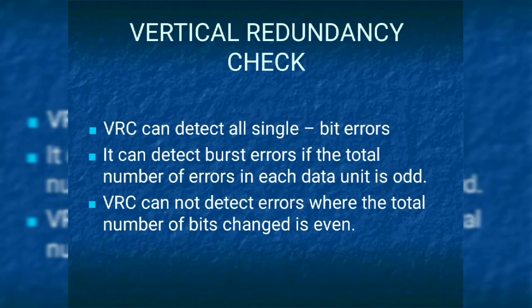Vertical redundancy check can detect all single bit errors. It can detect burst errors if the total number of errors in each data unit is odd. VRC cannot detect the errors where the total number of bits changed is even. If an even number of bits are changed, then it is unable to detect the errors.